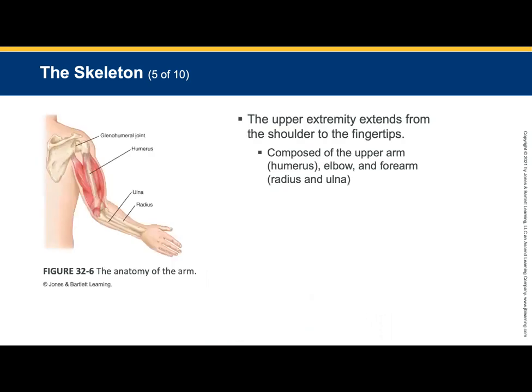So here's the upper extremity. It extends from the shoulder to the fingertips and is composed of the upper arm, which is the humerus, and the radius and ulna. It joins to the shoulder girdle at the glenohumeral joint. The humerus connects to the bones of the forearm to form the hinged elbow.